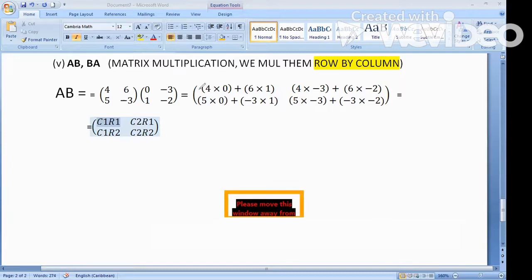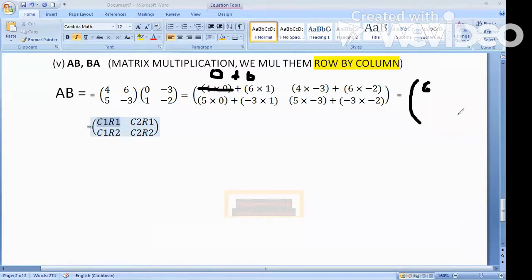What is 4 times 0? 0. So that's 0 plus what's 6 ones? 6. All right. So what is 0 plus 6? 6. What's 5 times 0? 0. What's a positive and a negative? Negative. What's 3 ones? 3. What's 3 from 0? -3.